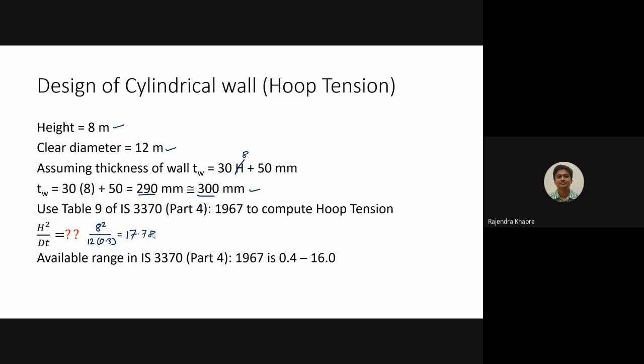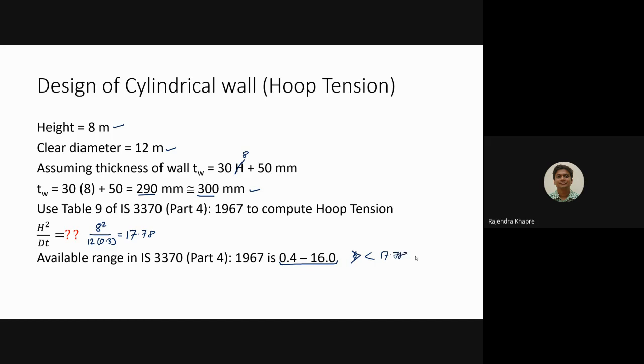So you can see the available range in IS 3370 part 4, because if you remember, we have to design this particular wall for hoop tension using the tables, table 8, 9 and 10, which are there for hoop tension, bending and the base shear. If you refer to those tables, you will find the range of h square by dt is given in the range of 0.4 to 16. You can see the value of h square by dt is greater than this, it is 17.78. Okay, so this is not in the range, so we cannot use this particular IS code.